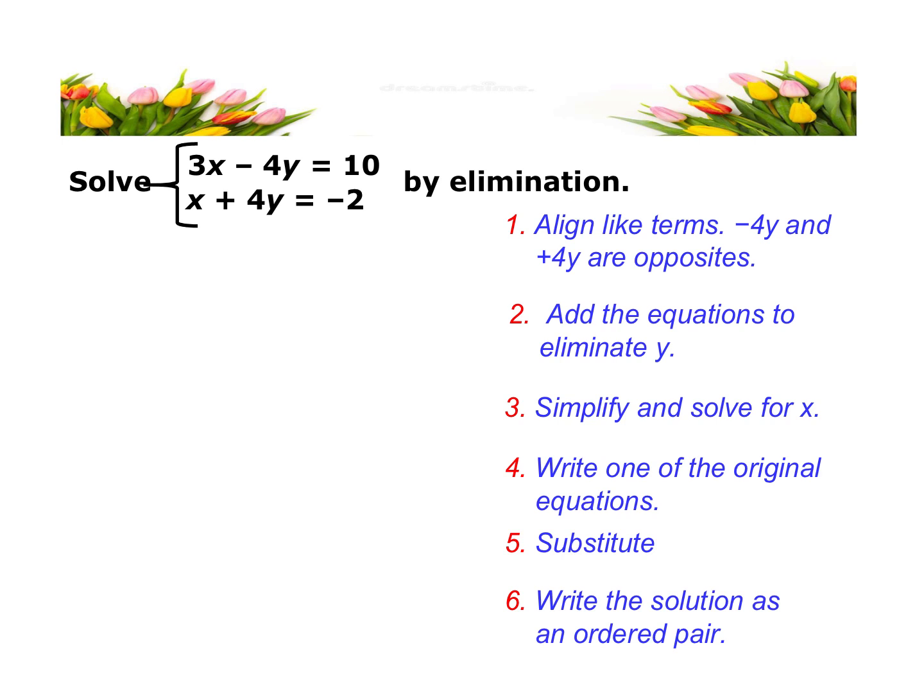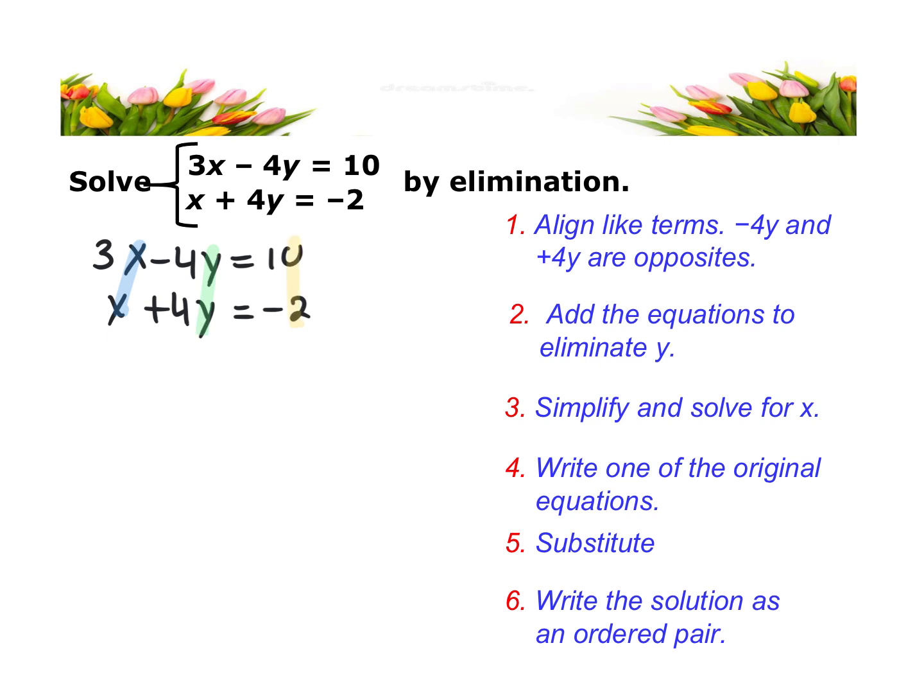So for this example, we're going to solve by elimination. So we have two equations. We have the equation 3x minus 4y is equal to 10. And we have the equation x plus 4y is equal to negative 2. So the first step is to align like terms. In this case, it's already given to us: align the x with the x, the y with the y, and the constant with the constant.